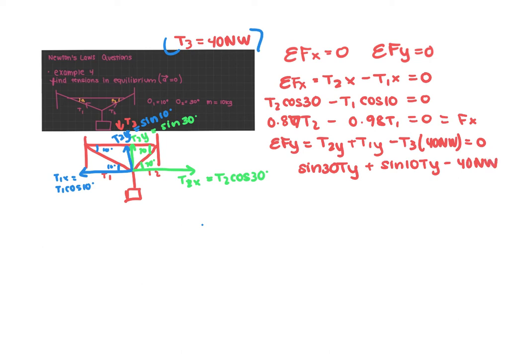Now, using the first equation that we did here, what we can do is solve for T1, for example. So we know that 0.87 T2 equals 0.98 T1, which means T2 in terms of T1 is going to equal 1.1 T1. So we can go ahead and plug that in here.